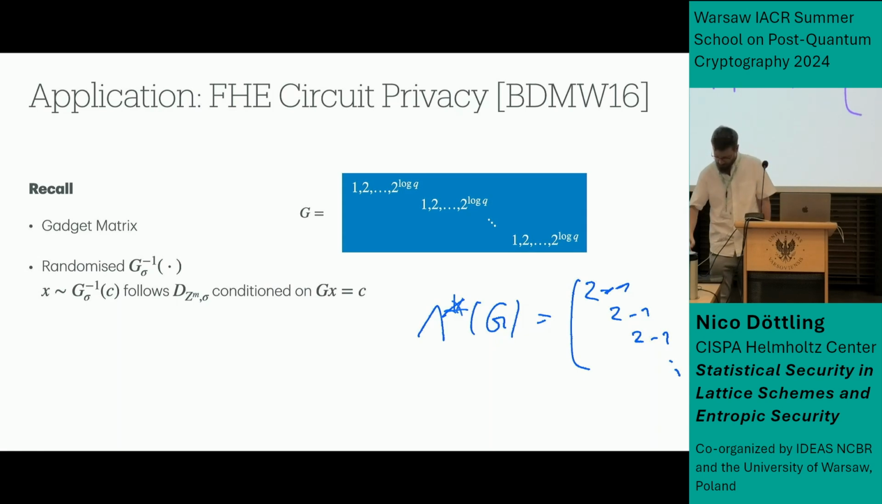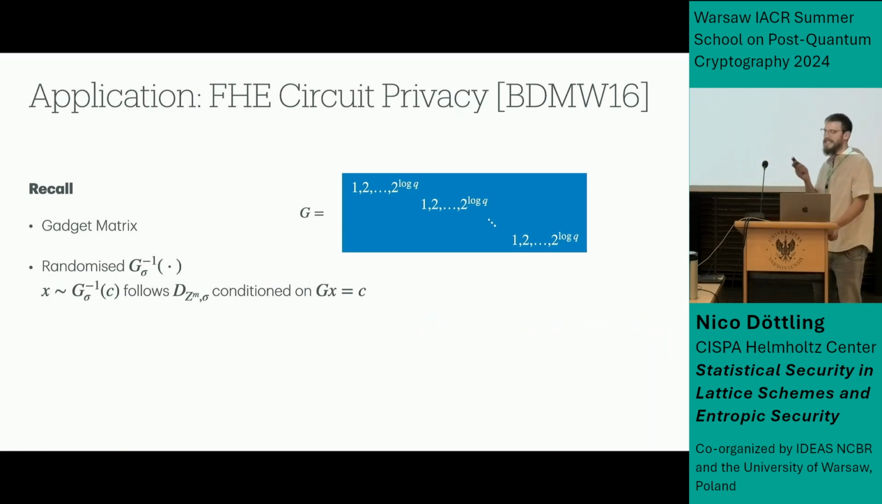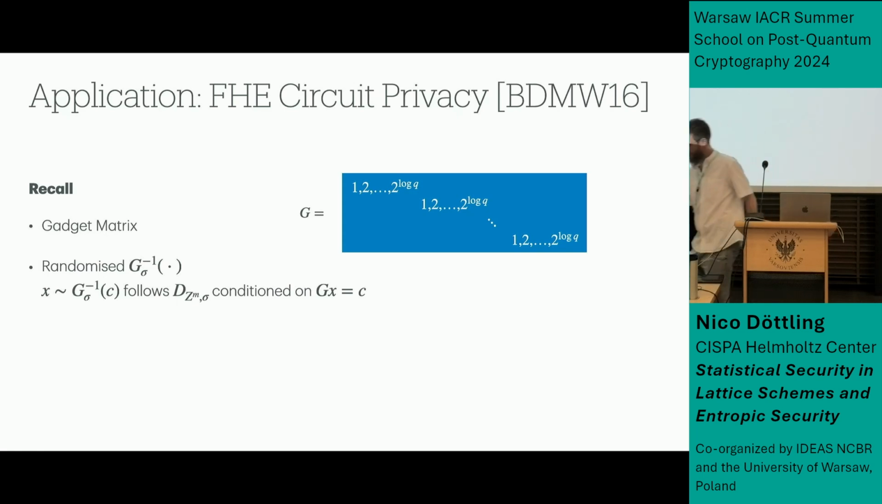Therefore, we can do Gaussian sampling over this lattice via, say, the classic GPV algorithm, and we just use the shorthand of G sigma inverse of C for any vector C to denote a Gaussian distribution on Z to the M with parameter sigma conditioned on G times X equals C, right? Conditioned to be in this coset of this lattice.